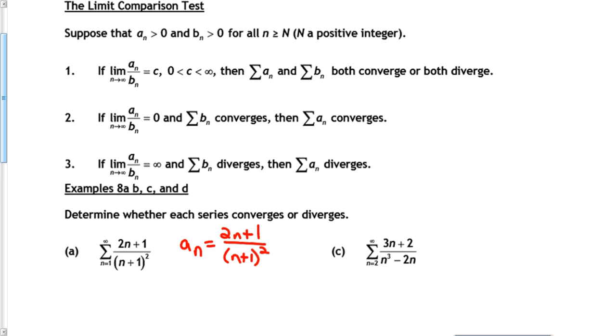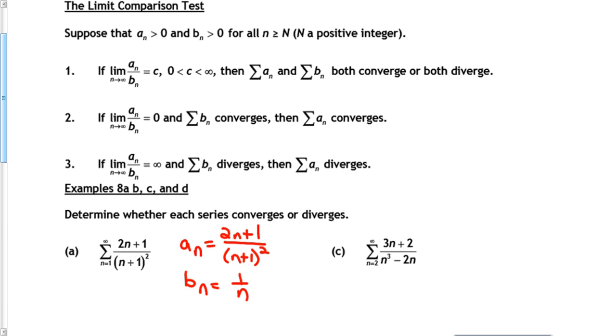Okay, so first of all, I'm just going to go ahead and pick one that I like. And again, we're just picking one that we like. It may not be a conclusive test. I'm going to choose 1 over n. 1 over n is easy. I know that this sum diverges.